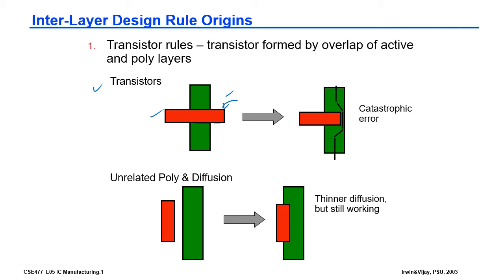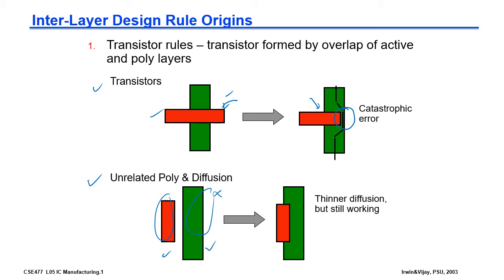But maybe you overlap the layout like this, then this part is an error. Even though it is very small, when you fabricate this, it will give a catastrophic error. And for unrelated poly and diffusion, if they are not overlapped, then it will not become a transistor, right? It is unrelated. This is poly and this is diffusion. You do not want this.